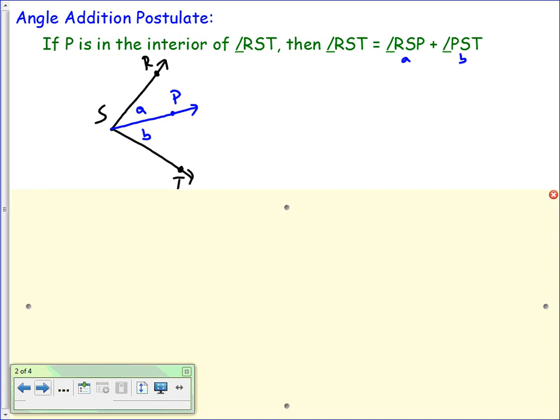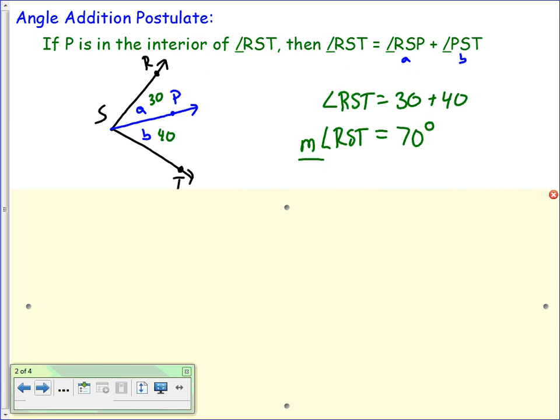An example: if we were given that this angle is 30 degrees and this one is 40, we can say that angle RST equals 30 plus 40. So the measure of angle RST equals 70 degrees. This little M out front here represents measure. If you're saying angle RST, we're not talking about any specific measure. As soon as you start throwing in numbers and are talking about the measure of the angle, we put that little M out front.